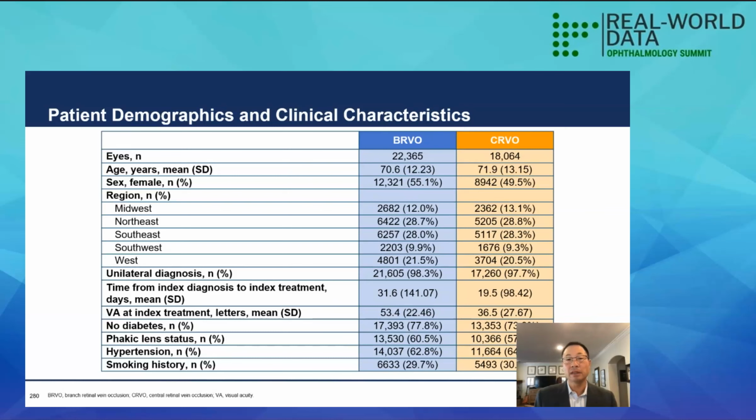They are relatively similar, with the exception of the time from index diagnosis to index treatment being longer in the branch retinal vein occlusion group at 31.6 days compared with 19.5 in the CRVO group, and the visual acuity at index treatment was higher at 53.4 for the BRVO group compared with 36.5.